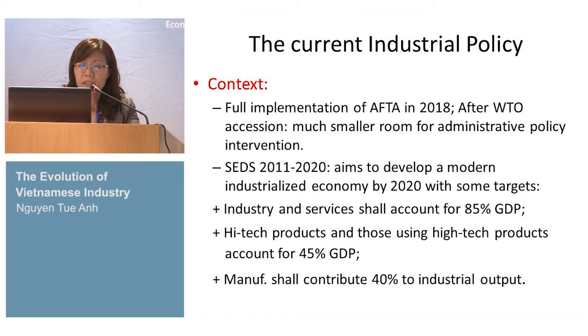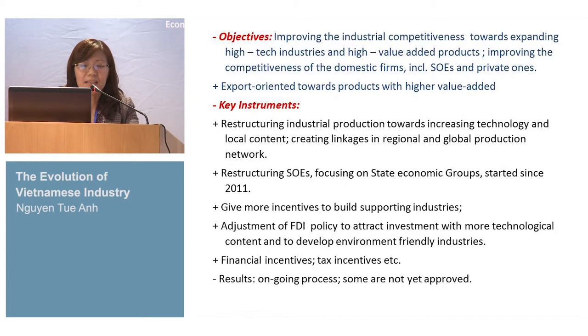Here I would like to explain something about AFTA. Now Vietnam has to implement the AFTA commitment, and by 2018, all import duties were reduced to 0%. And the objectives of the current policy are to improve industrial competitiveness toward expanding high-tech industries and high-value-added products, and to improve the competitiveness of domestic firms, including SOEs and private ones.